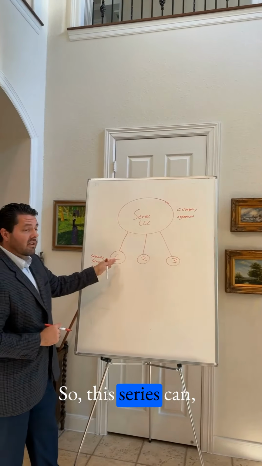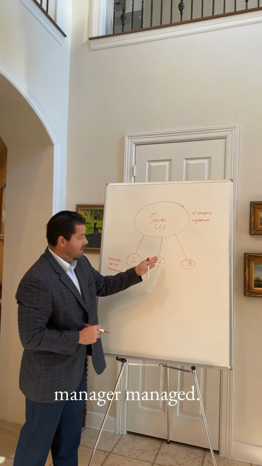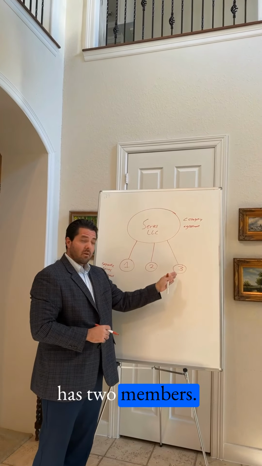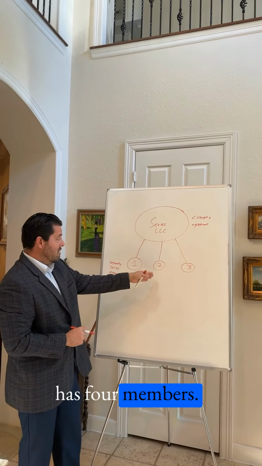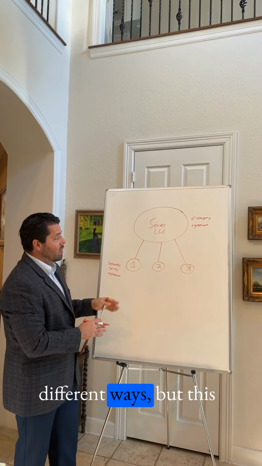So the series can, for instance, be member managed. This one could be manager managed. Maybe this one has 2 members. Maybe this one has 4 members. This one has 1 member. So you can dice it in different ways.